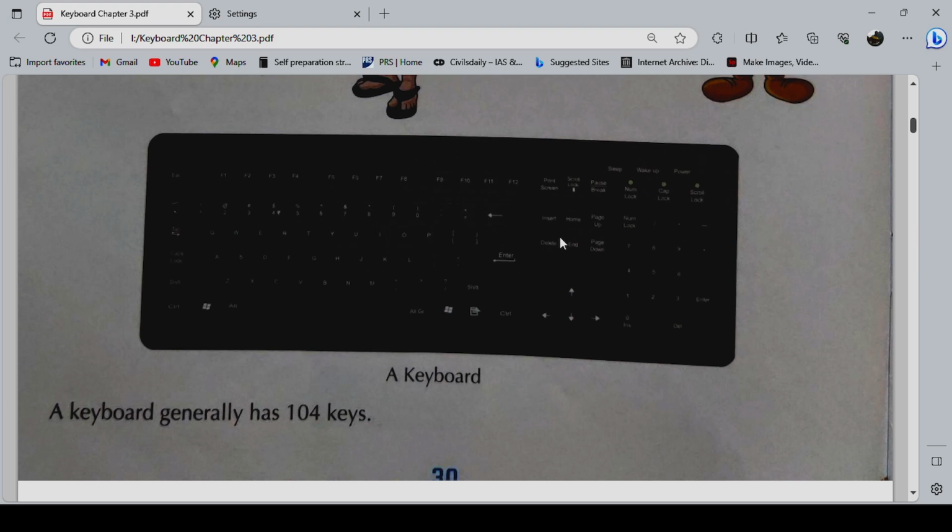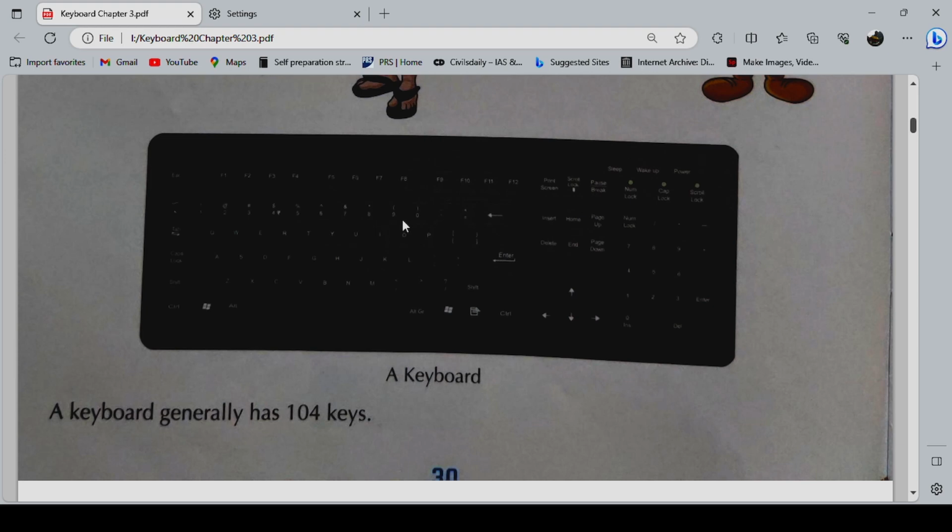This is the space bar. What are these keys? F1, F2, F3. There are two enter keys. Yes, there are two enter keys, this enter key and this enter key. Caps lock key is only one? No, yes. In this keyboard there are two caps lock keys. Some keyboards contain only one caps lock key.